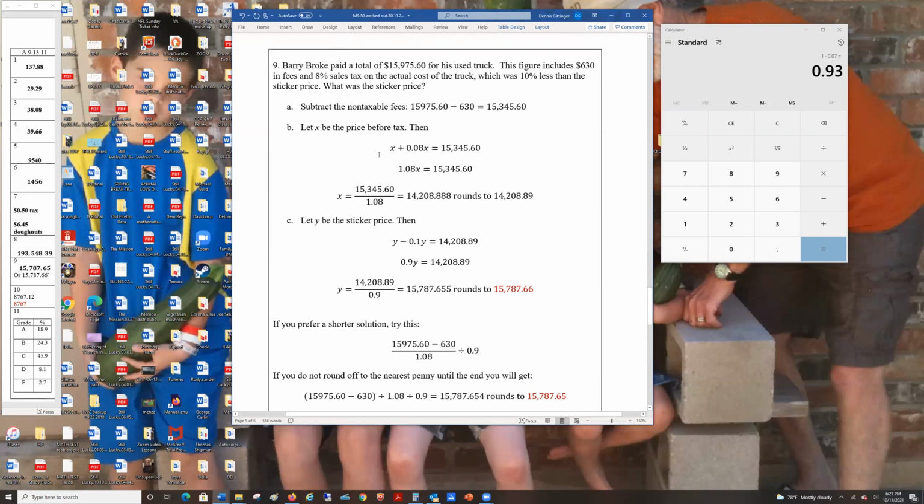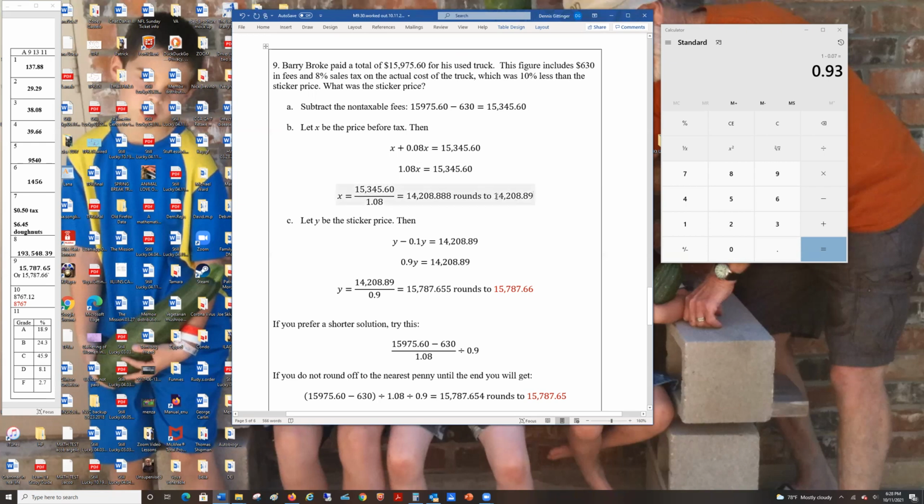So again, the actual cost of the truck is 10% less than the sticker price, but we don't know what that was. We'll hold on to that 10% less for a little while. But whatever it is, when you add 8% of it, that's when you get the $15,345.60. And again, that's 1.08x. So you divide by 1.08 and you get that, which rounds to $14,208.89. But that's not the sticker price.